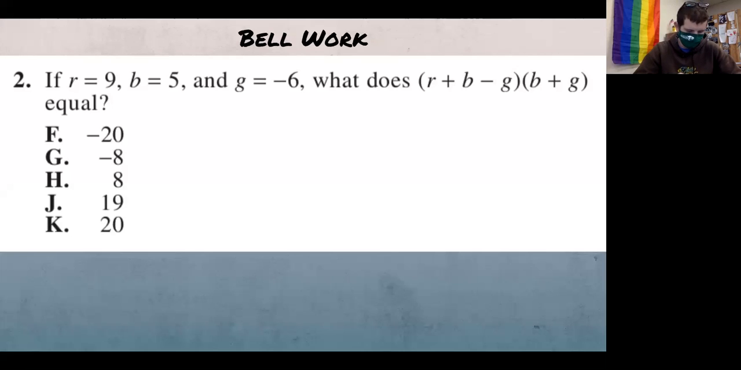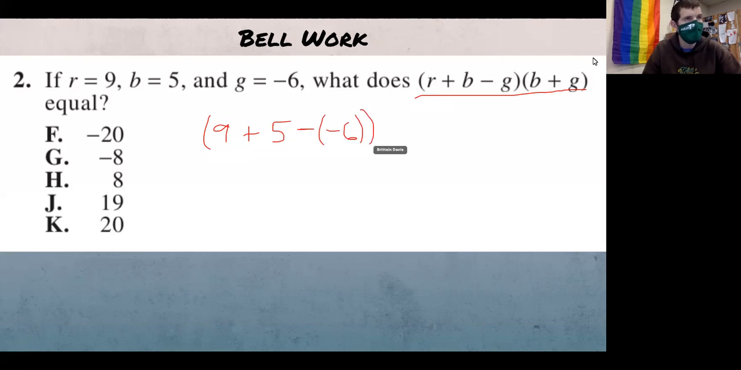So this particular bell work, what we're doing is, in concept, pretty straightforward. We're going to plug numbers in and see what happens. All right, so I've got this expression right here that I'm going to start plugging numbers into. So it's going to be 9 plus b, which is 5, minus, now I need to figure out what g is. G is -6. So this might be where you went wrong. If you just did -6 instead of minus a -6, that'll throw you off.